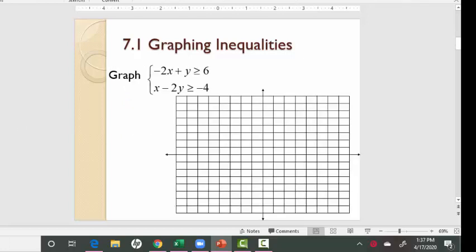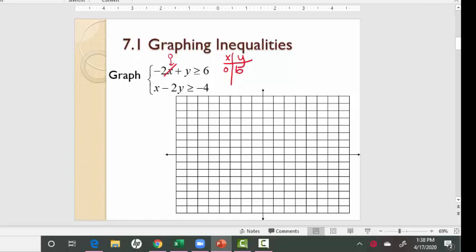So the first step then is to graph the equality. Negative 2x plus y equals 6 and x minus 2y equals negative 4. To graph the first equality, I create an xy table. Now remember, all we need are 2 points to make a line. And so the first coordinate that I'm going to plug in for x will be 0 because it's the easiest. If I plug 0 for x here, I get negative 2 times 0 is 0, and that gives me y equals 6. So y is 6.